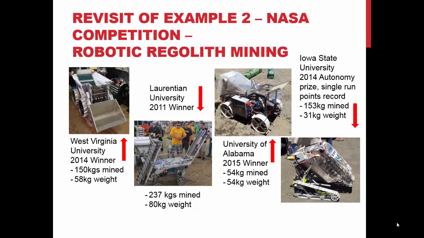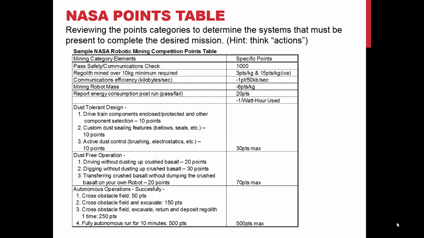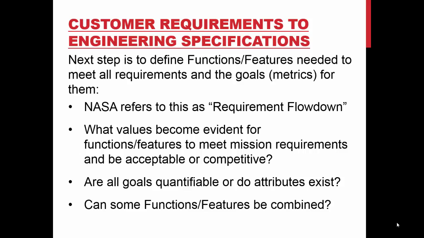If we take a look at our second example with a Regolith mining competition, again, a reminder of the 4 different designs that we were benchmarking here and their key attributes that we were focused on. And again, the NASA rules as they were established and the points that determine the best aligned design with the NASA mission requirements. From there, as we're developing specifications for this design, we want to ask ourselves what function and features are needed to meet all the requirements and the goals or the metrics for them that NASA has stated.